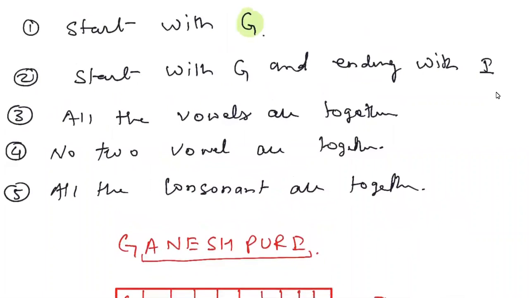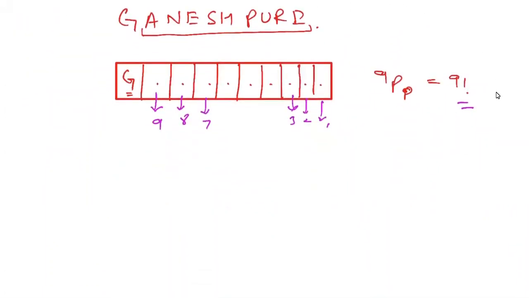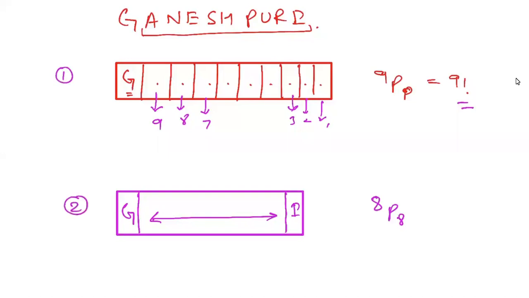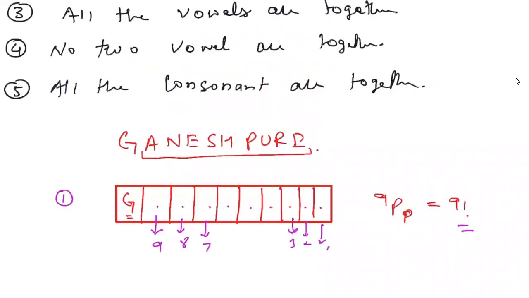Second, start with G ending with I, right? The same: start with G, ending with I. First and last are fixed, and the rest 8 will go for 8P8, right?